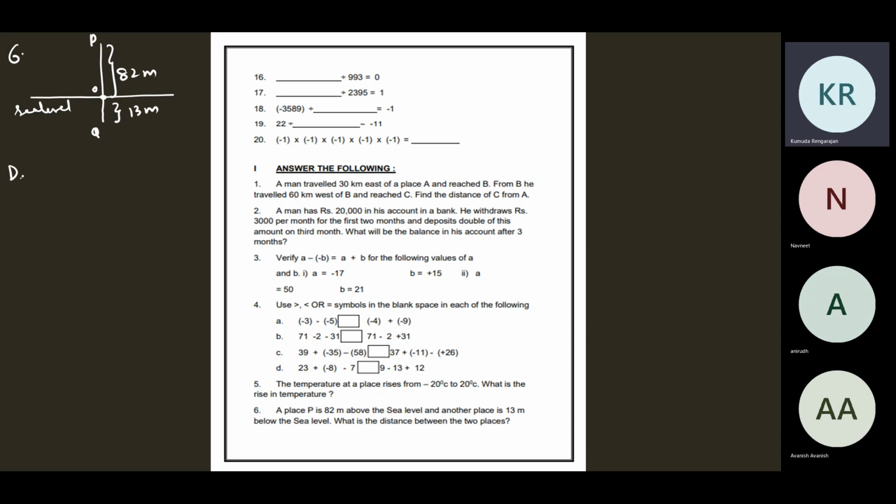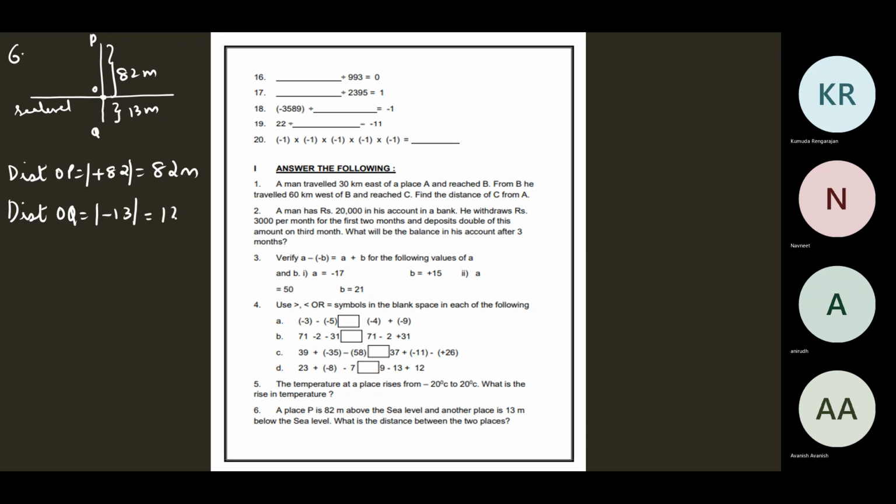So you can write distance OP is equal to, it's positive because it's above the sea level, so it's the absolute value of plus 82, which is 82 meters. Distance OQ is equal to the absolute value of minus 13, because when we say it's below the sea level, below means negative. But distance is always positive, so the absolute value of minus 13 is plus 13 meters. Do you understand this? Above means plus, below means minus.